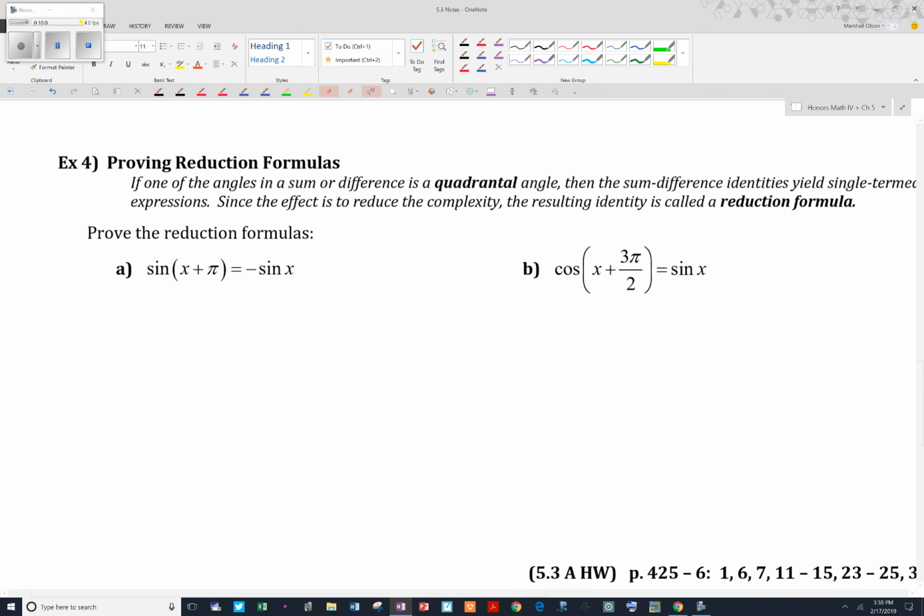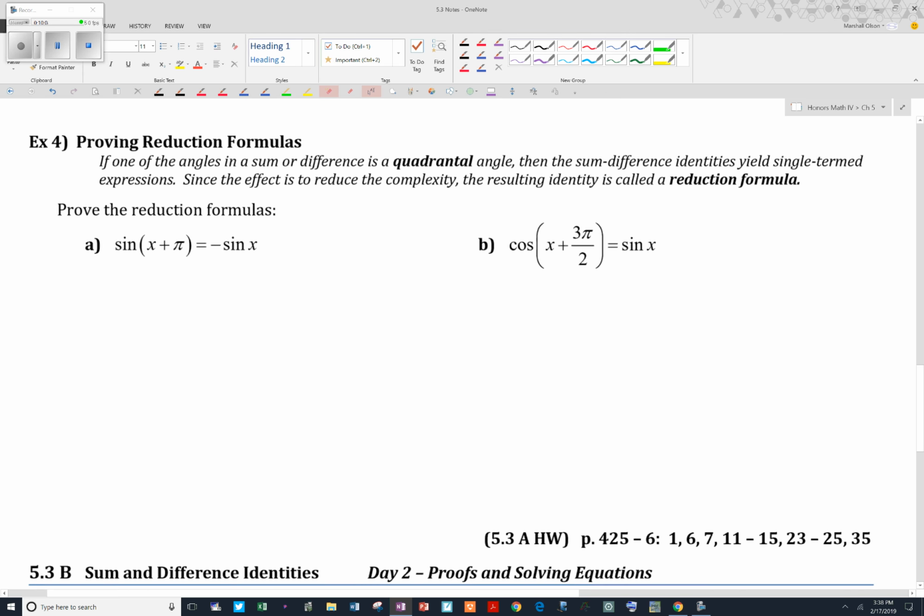Our next type of problems here, we're going to be proving some reduction formulas. So these are not identities that we've worked with before, but they are identities that we can prove using the identities that we have. So we're going to start with the left-hand side here. Sine of x plus pi. Expand that out. Remember, my final answer should be negative sine of x. I'm going to expand that out.